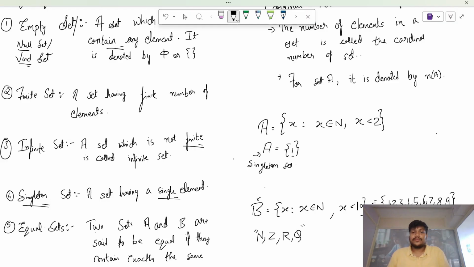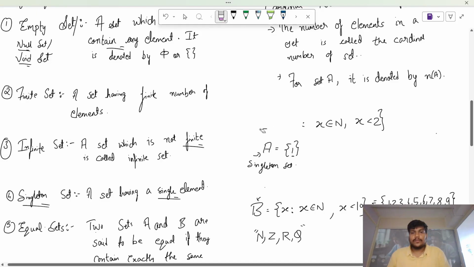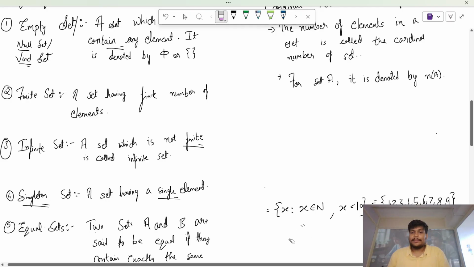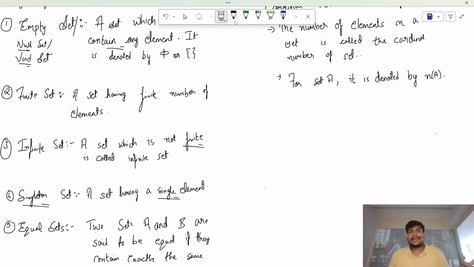And finally we have the fifth type. But before going there, let's try to see something. What have we seen? That the first set is the empty set. Empty set means no elements. Second is finite set. Finite set means the number of elements has to be finite. Infinite means there are infinite elements in it, and singleton means single.